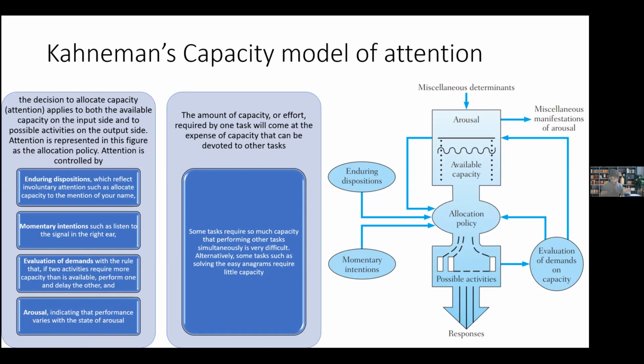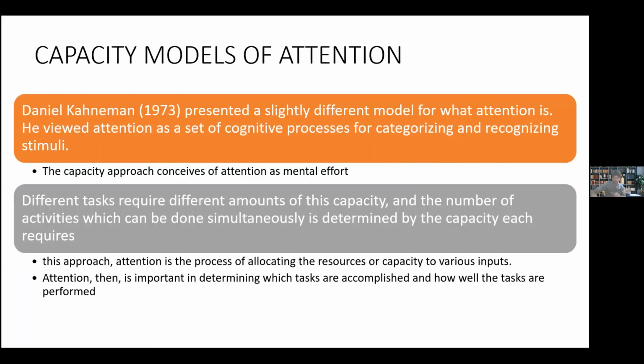Again, the example of driving, right? If you're an expert in driving, you may be able to drive and also have a conversation and also adjust the AC and the radio or something. But if you're not an expert, that is a difficult task, and you'll be more focused on that task because all of your available capacity will be allocated to it. So this is Kahneman's capacity model of attention. This is also a model of divided attention.